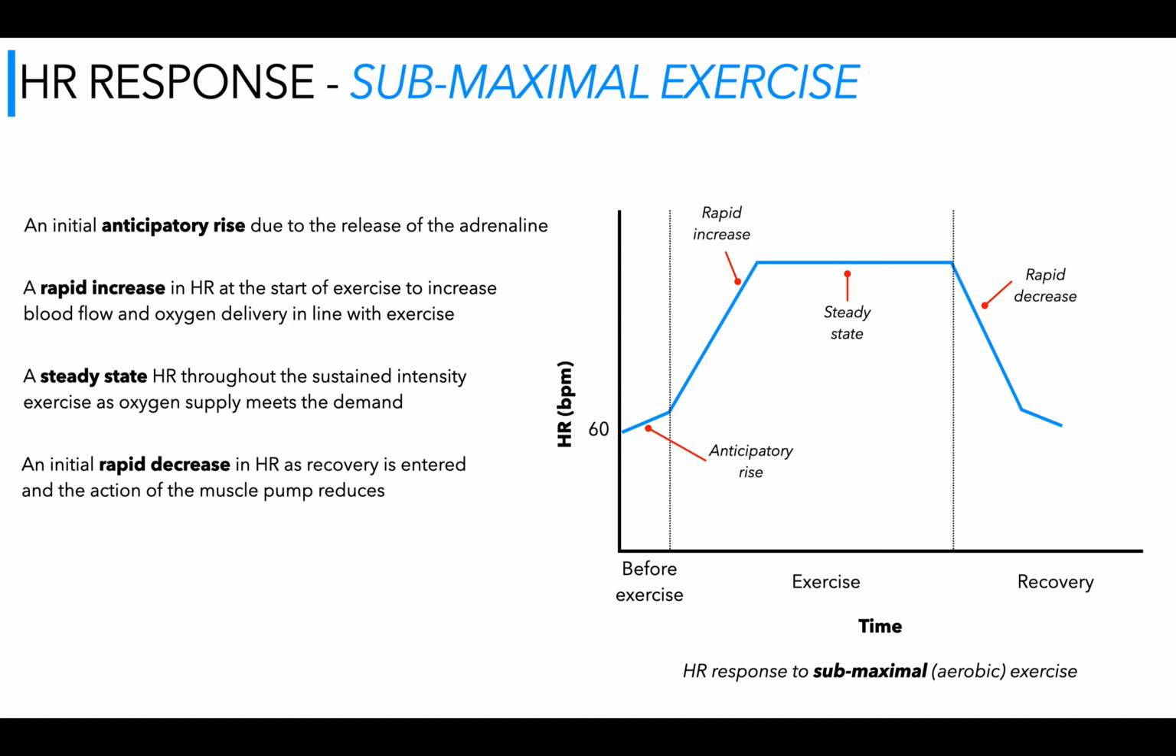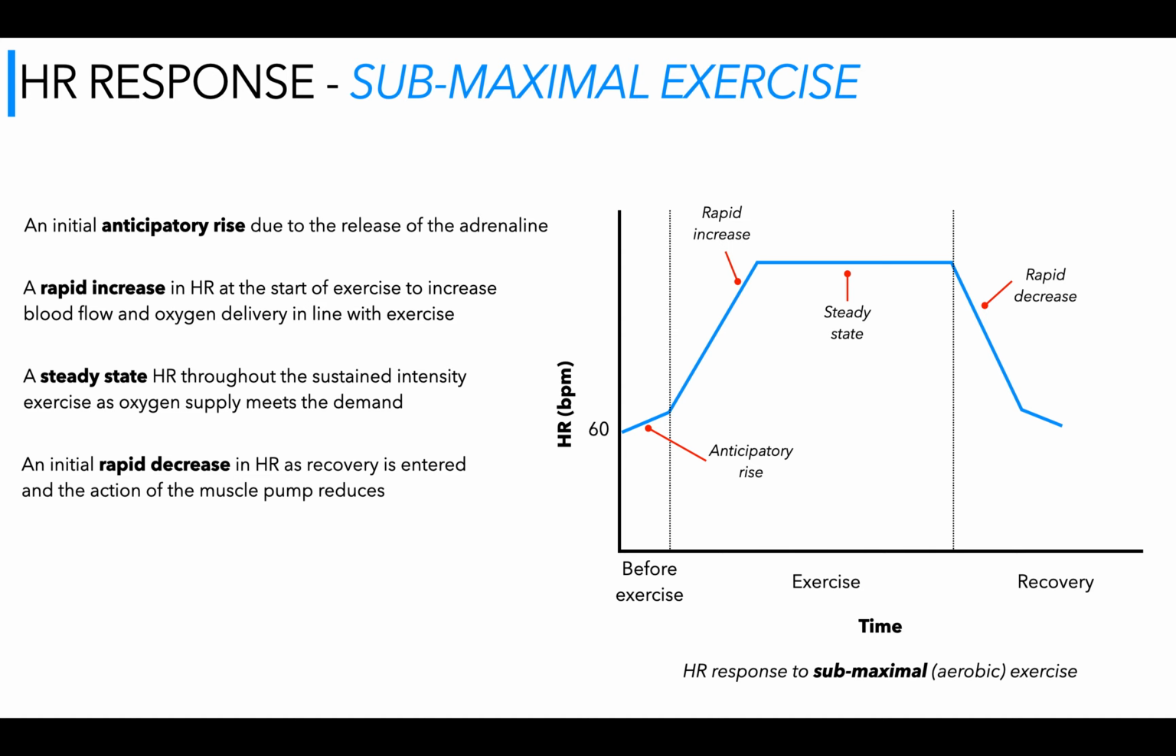The proprioceptors, which we'll come on to in another video, have identified there's not as much movement here, and as a result, we have a rapid decrease in heart rate. The action of the muscle pump reduces, something that will come up during the vascular system, as muscle pump links to venous return as one of its mechanisms.